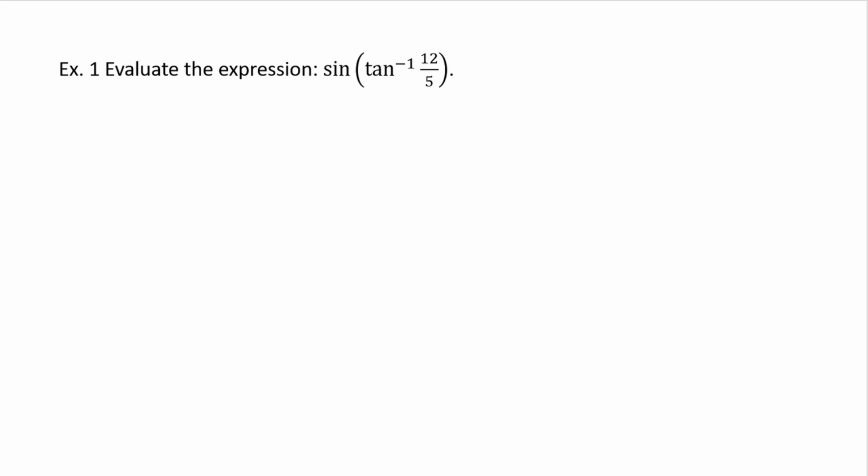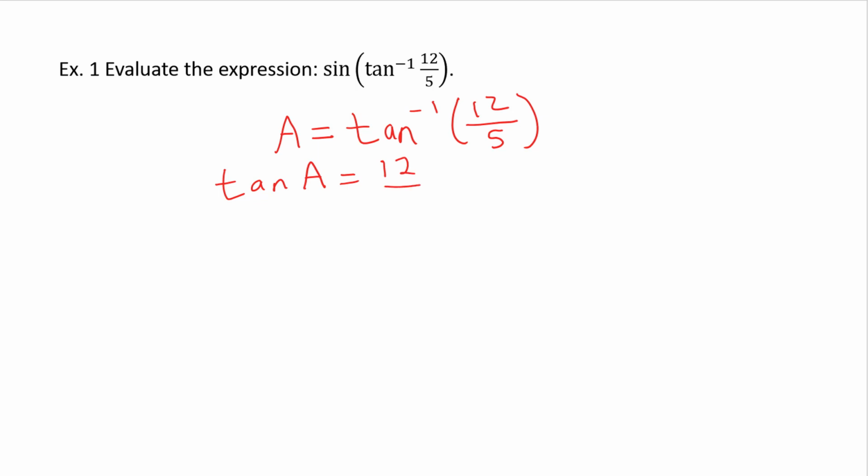Evaluate the expression, the sine of the tan inverse of 12 over 5. Let's begin by working inside out, so I'm going to relabel tan inverse of 12 over 5 as A. A is equal to tan inverse of 12 divided by 5. Now, using our definition of inverse functions, we can rewrite this as the tangent of A is equal to 12 over 5. Now let's draw a right triangle that represents this trig function.